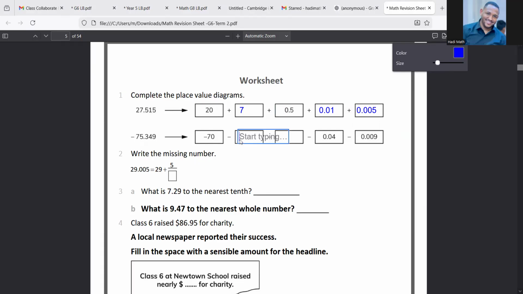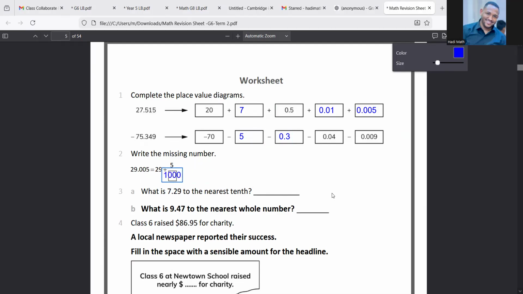So it's going to be what? Negative 70 and negative 5, then negative 0.3, negative 0.04, and negative 0.009. Write the missing number: 29 plus 0.005. What is the place value of the 5? It is tenths, hundredths, thousandths. The 5 is thousandths. So you make it 5 over 1,000.